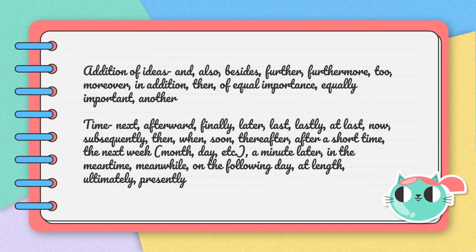Then here is a list of the connectives that can be used while connecting two or more sentences together, or while connecting two or more words or phrases within a sentence together. So we have additional ideas, when we have to add another idea within the sentence or with the next sentence, then we can use all these words, and also besides, furthermore, moreover, in addition. Then when we want to indicate time, we can use connectives like next, afterward, subsequently, finally, a minute later, in the meantime, meanwhile. All these are words which indicate the time.